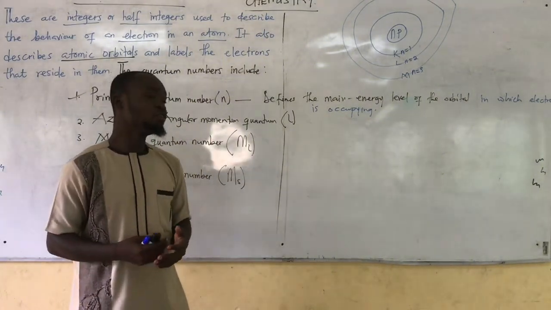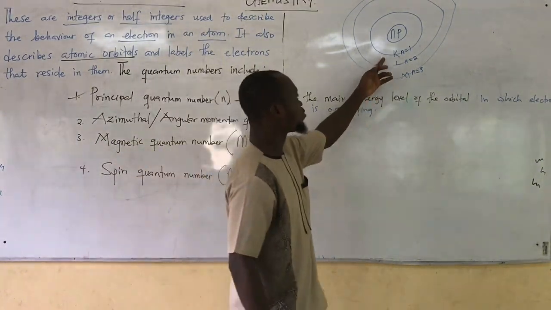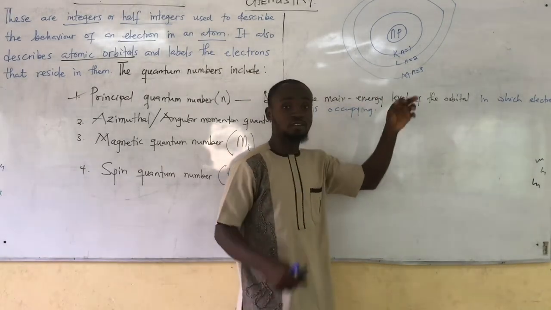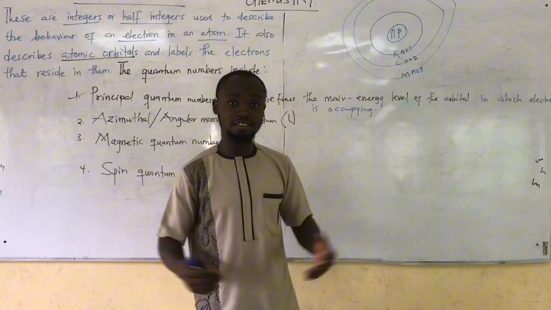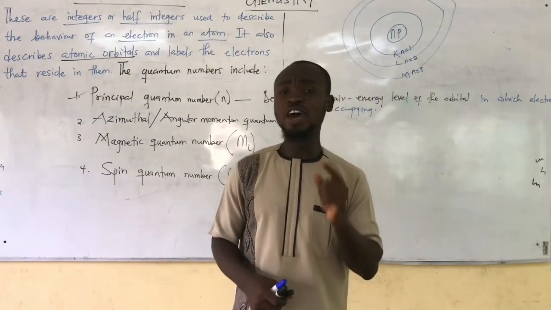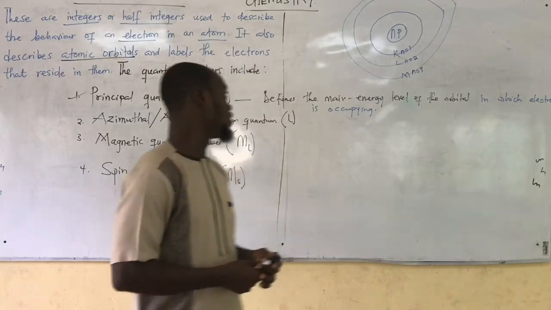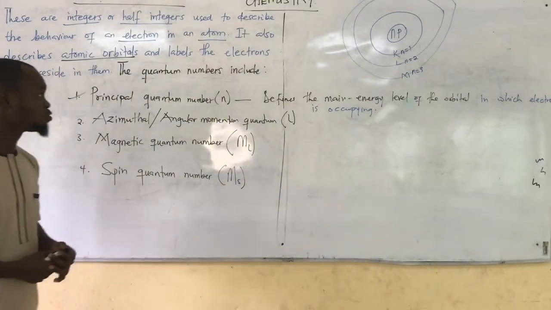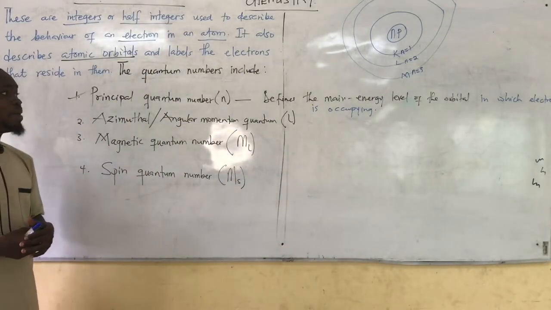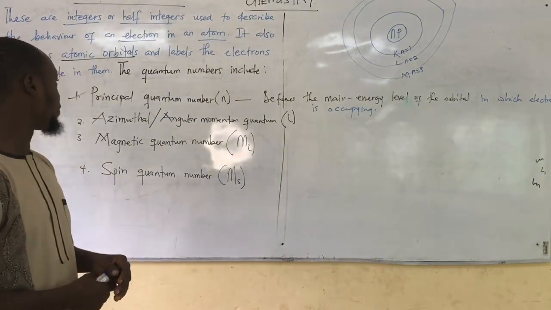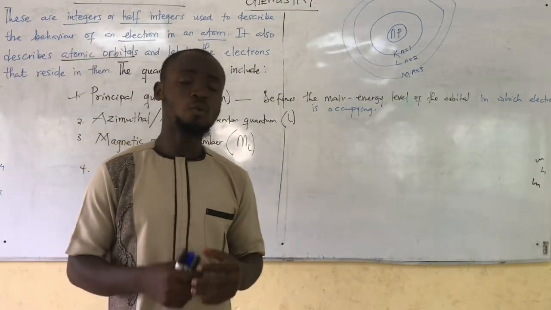So we already know that the first shell is called the K shell. That is the principal quantum number 1. The second shell is the L shell. That is principal quantum number 2, in that order. So that is the first quantum number. We call it the principal quantum number. It defines the main energy level of the orbital in which electron is occupying. Now let's move on to the second one.